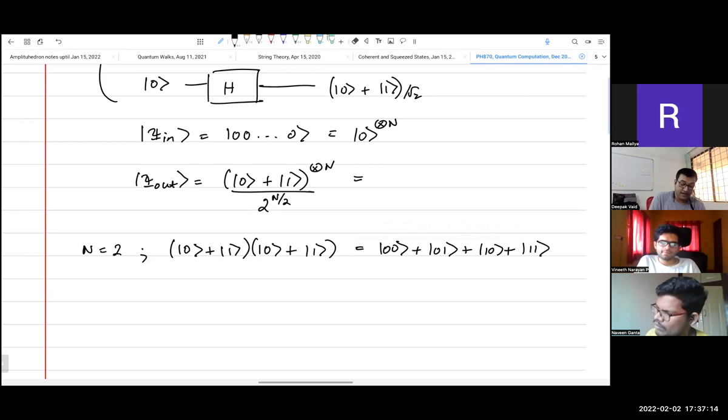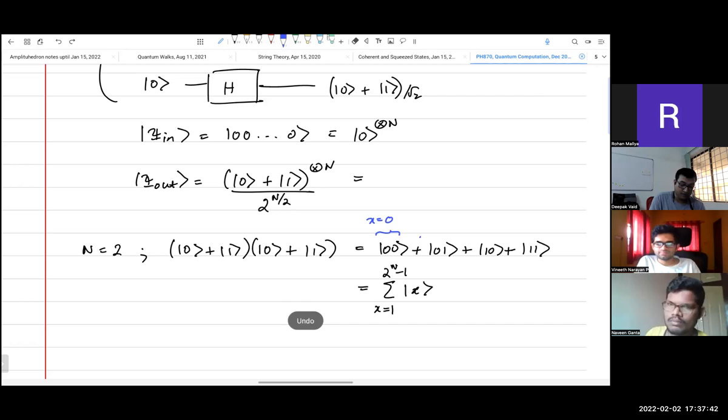What is this? I can write it in the following way. I can write it as a summation over x, where x is an integer which goes from 0 to 2 to the n minus 1. So this one will be x equal to 0, 1, 2, and 3.